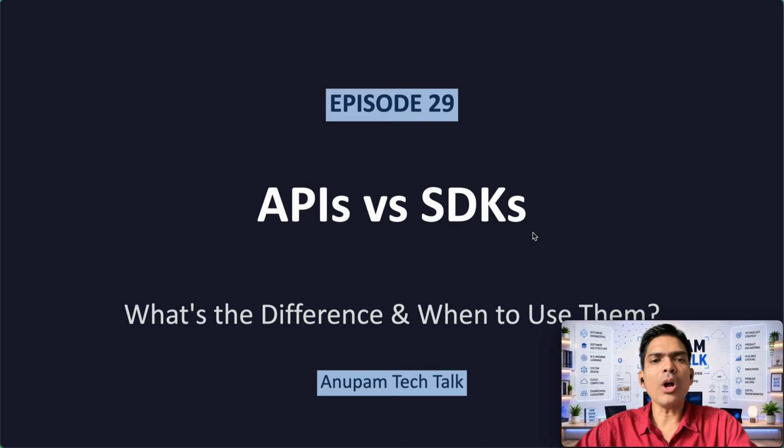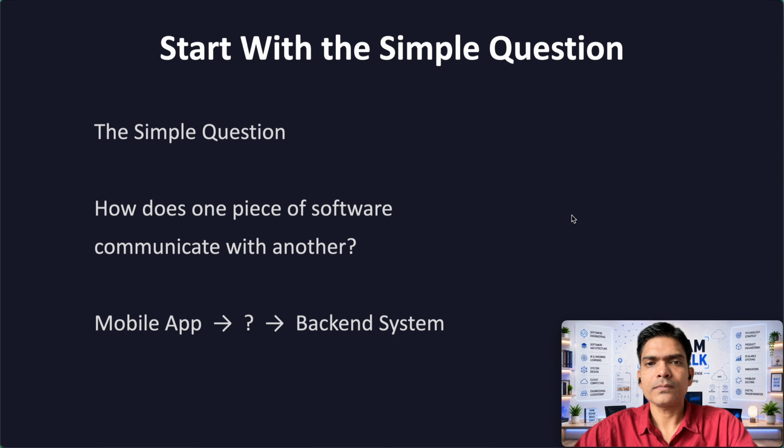Today we are going to talk about something that developers use all the time, but sometimes the difference between the two is not very clear. APIs and SDKs. What exactly is an API? What is an SDK? And when should we use one over the other? Let's understand this with some simple examples.